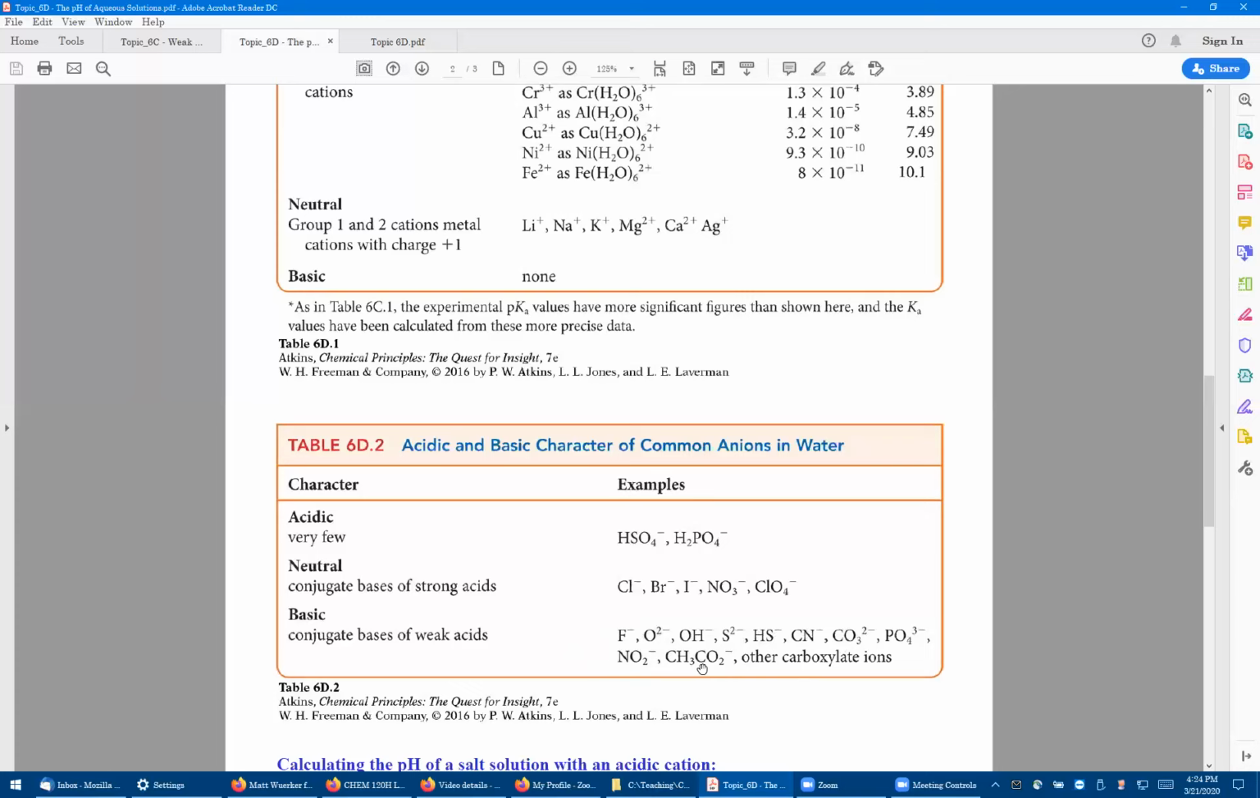And so as a result, any of these can react with water. They'll be weak bases, but they're still bases. And they will form something that has one fewer negative charge. And we'll look at an example of that.